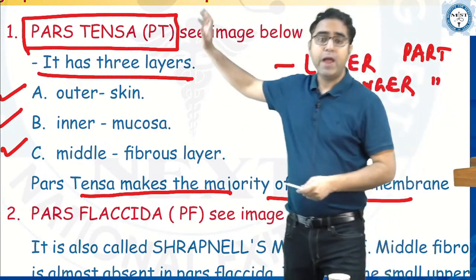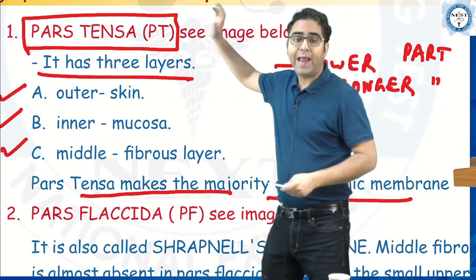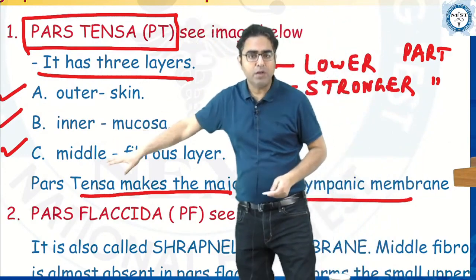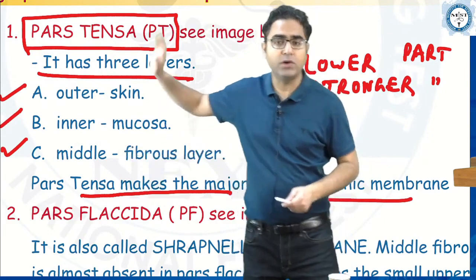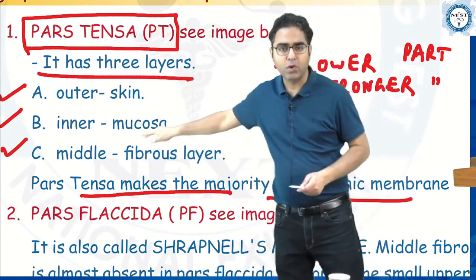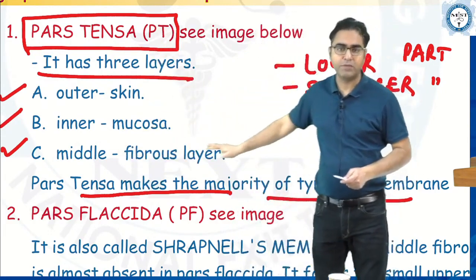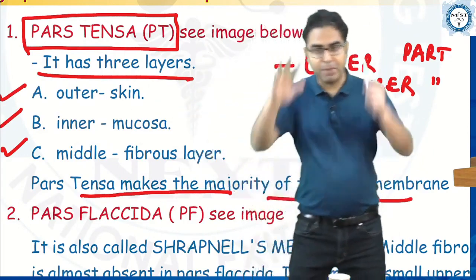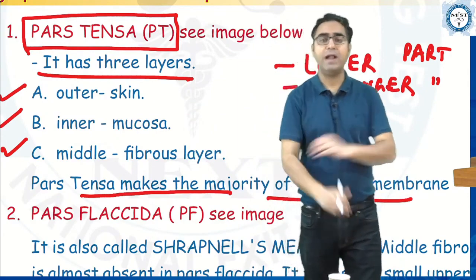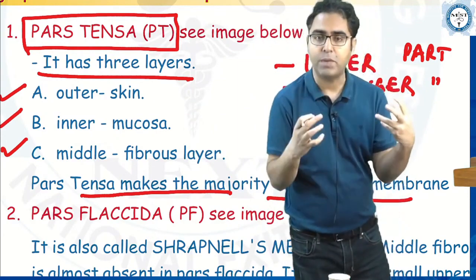Beta, look at the screen. Ectoderm makes the skin, endoderm makes the mucosa, and mesoderm makes the middle fibrous layer. So all three layers make one membrane. This is 90% of the tympanic membrane: pars tensa only. The lower part, the bigger part is the pars tensa, and it is a very tense but stronger part.